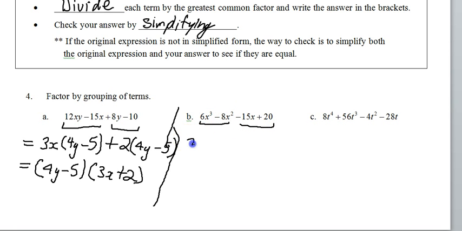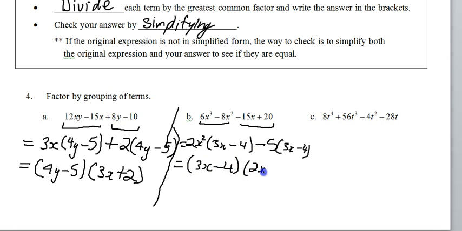So 6 and 8, common factor is 2. Lowest power of x is x squared. 6x cubed divided by 2x squared is 3x minus 4. Now ideally I'm going to end up with 3x minus 4 here, minus common factor between 15 and 20 is 5, 3x minus 4. So I do have that binomial factor. Don't forget an equal sign in front. The common binomial factor is 3x minus 4, and what's left is 2x squared minus 5. If you were to apply FOIL in this, you'd get 6x cubed minus 15x minus 8x squared plus 20.